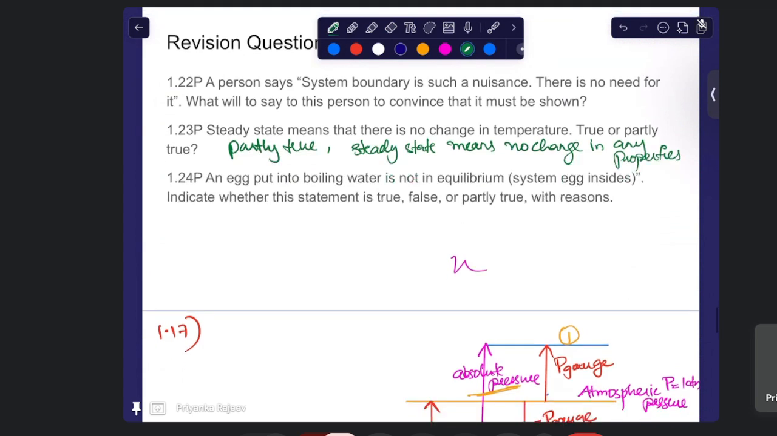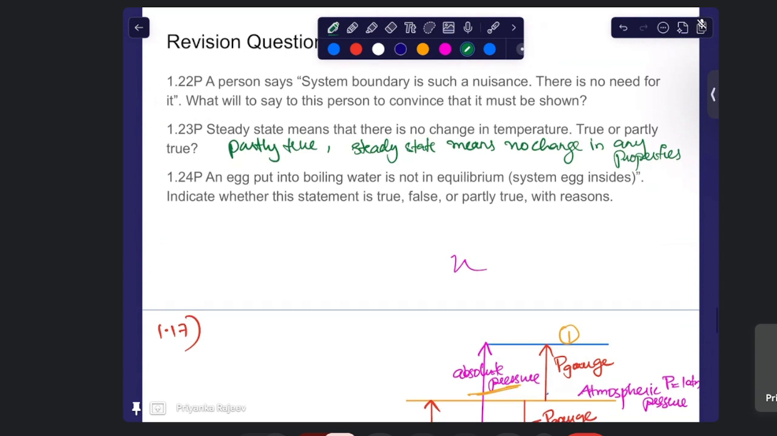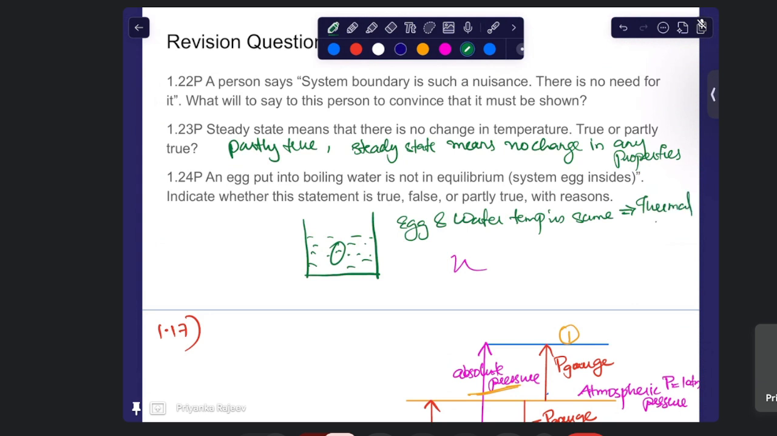Then the last one: an egg put into boiling water is not in equilibrium. Indicate whether the statement is true, false, or partly true, with reason. So you can see the egg is put in water. Egg is here, water is here. The water temperature and egg temperature will be the same. That means what? Thermal equilibrium.